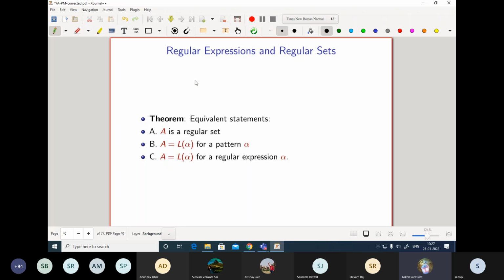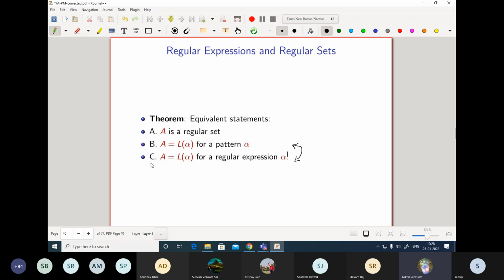We haven't seen the complete proof, but a pattern alpha can be expressed, is equivalent to, a regular expression alpha dash. Right? So B and C are interchangeable. Now what we have to see is the relation between A and B and C.